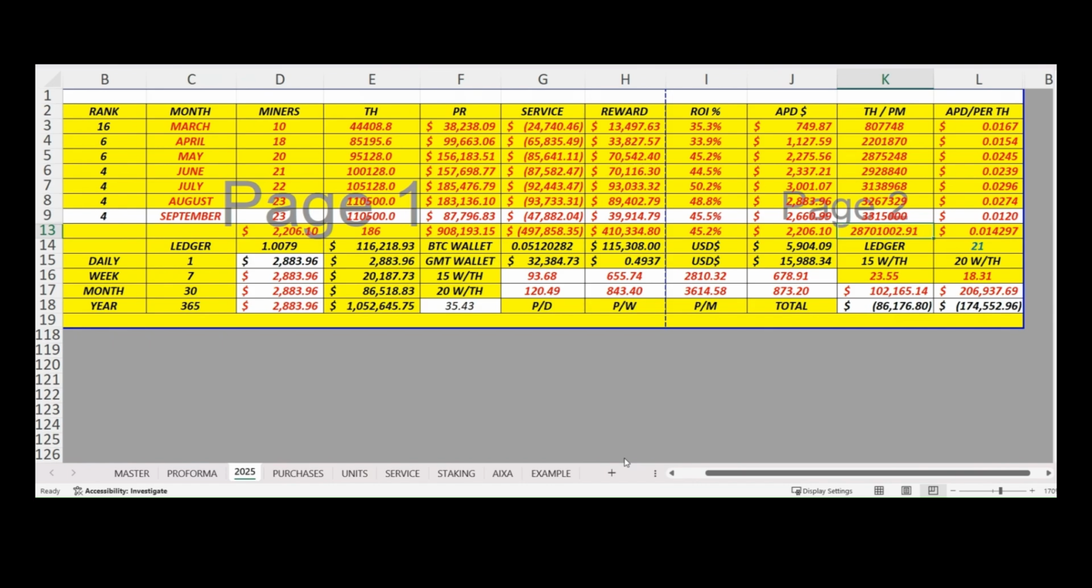The TH/PM is calculated by taking the total THs added together times the number of days in the month, then divided by the total days in that month. That gives us column L, which is the most important number, the average per day per TH cost for the miners.